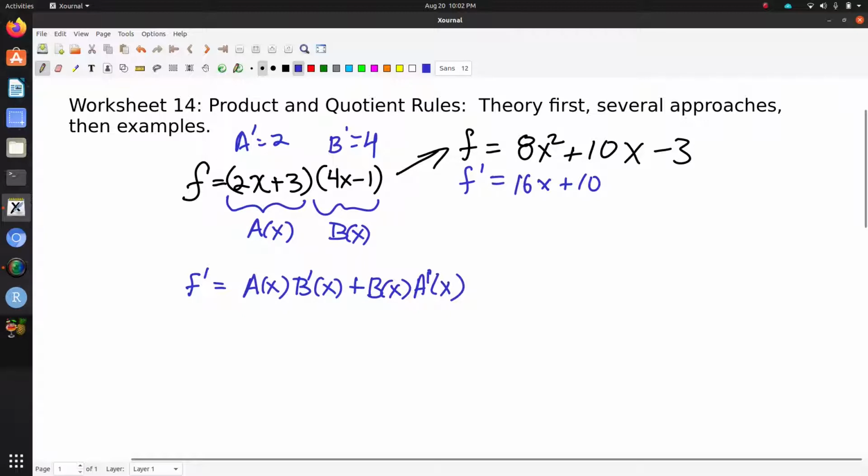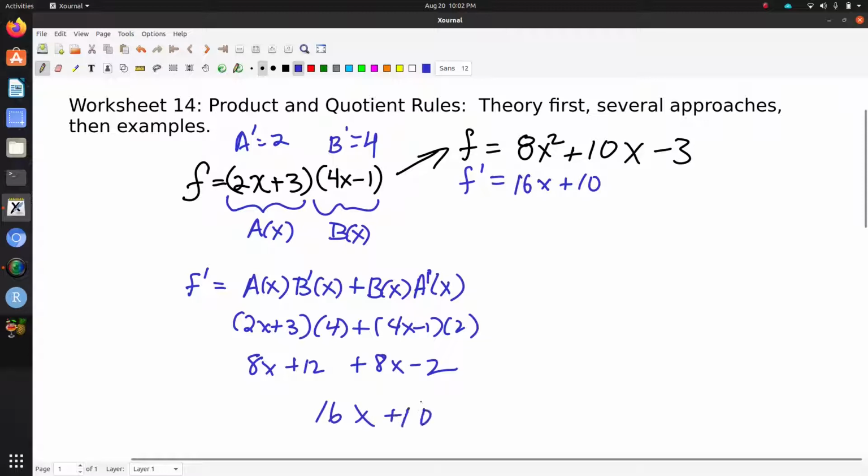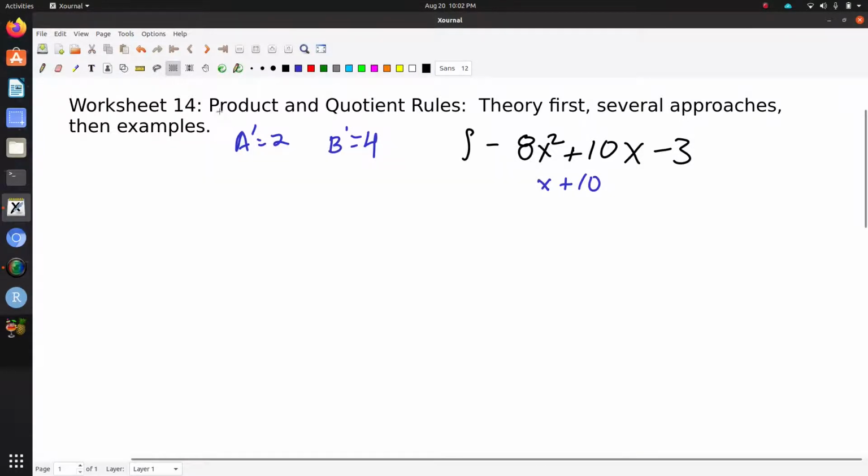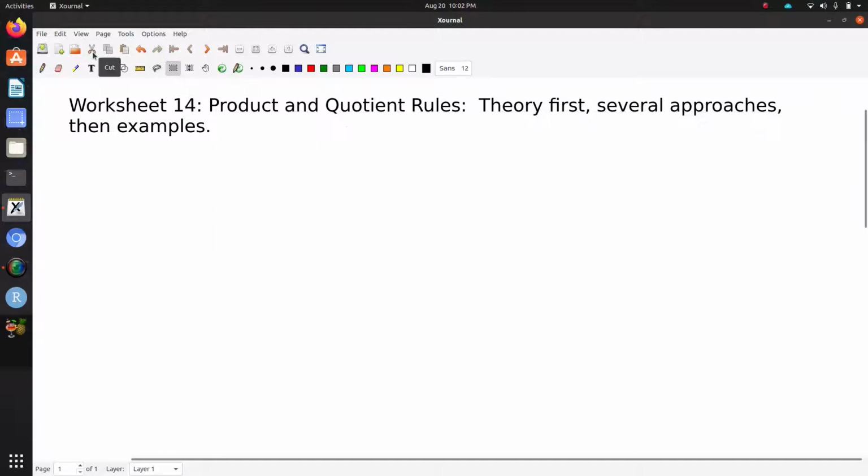So what happens if instead you follow the right strategy? Let's say 2x plus 3, that's the first, times the derivative of the second, plus the second times the derivative of the first. Does this at least work? 8x plus 12 plus 8x minus 2, and guess what? We actually got the correct answer. So at least one example, hopefully you can see, okay, there may be something to this crazy looking rule. Okay, so that's the first attempt to convince you of this.